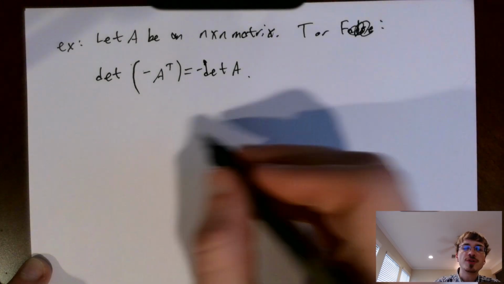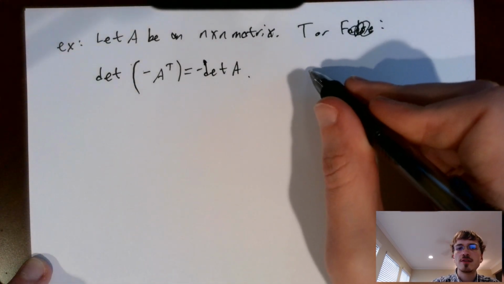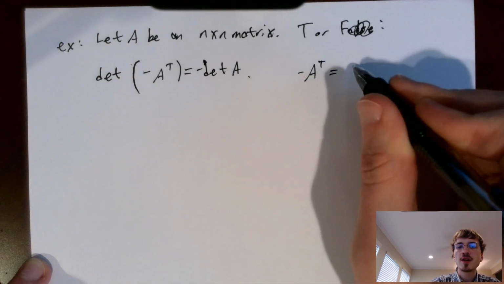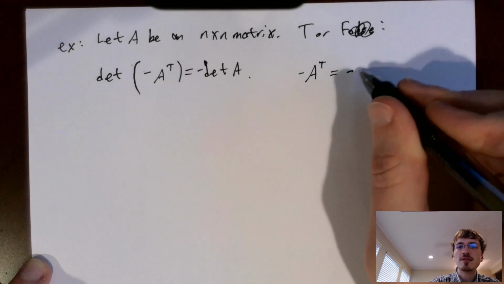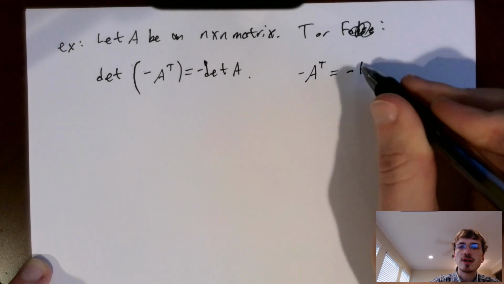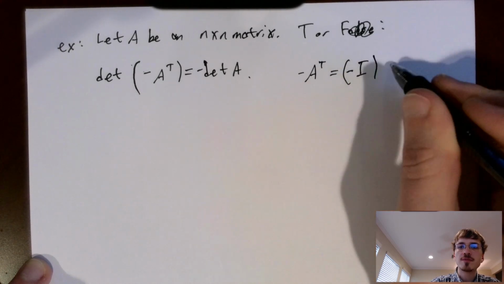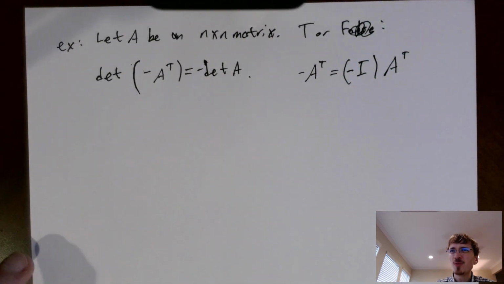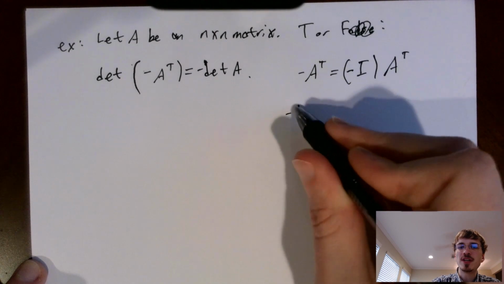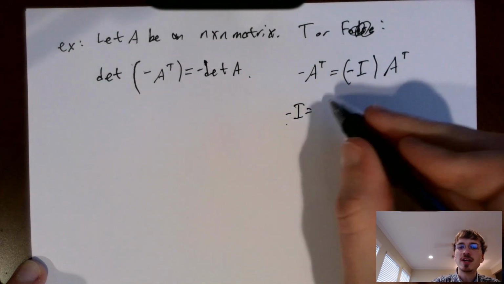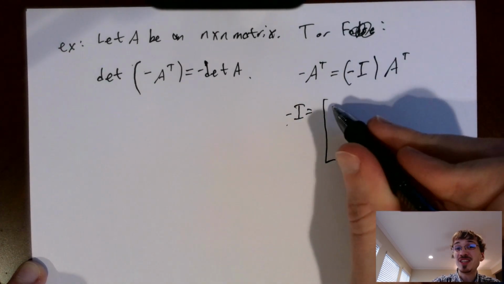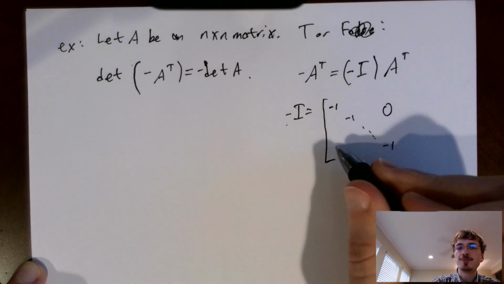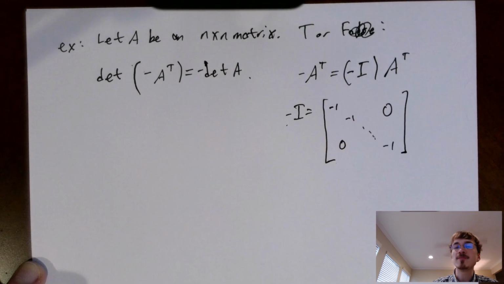So the first trick is to write negative A transpose as negative identity matrix times A transpose. What do I mean by the negative identity matrix? Negative I is, well, it's negative I, right? It's 1s on the diagonal, but it's not 1s anymore, it's negative 1s, right? And 0 elsewhere. And this is certainly true.